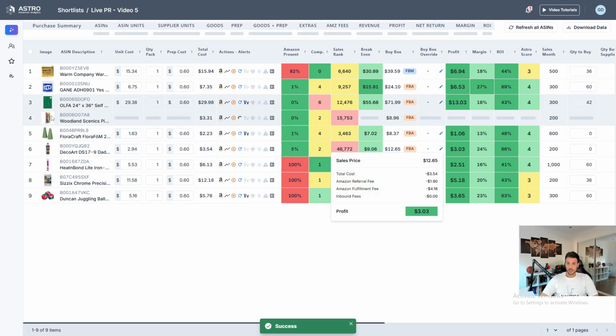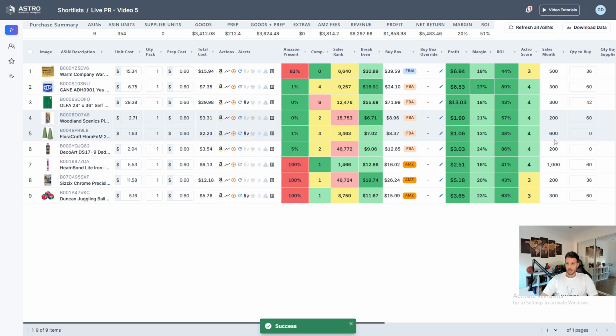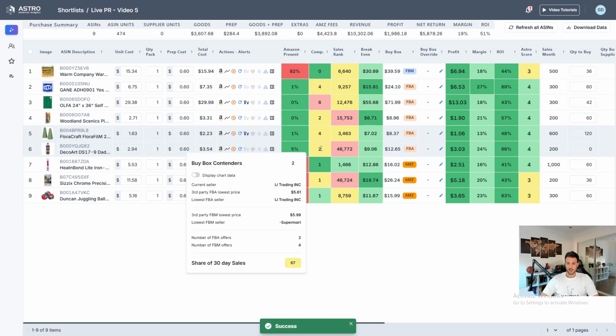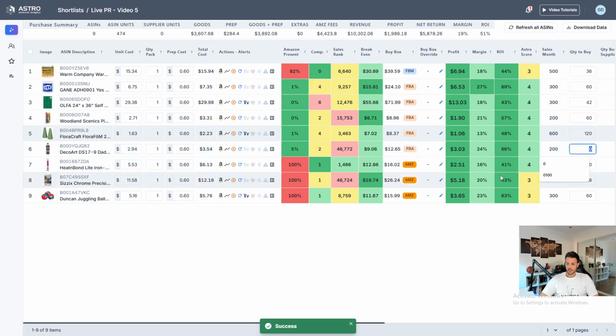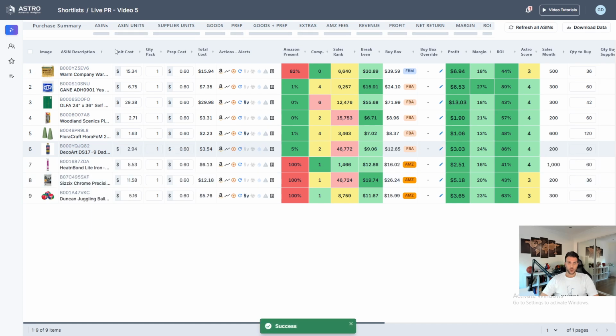Get 60 of these. 120 of these. And another 60 of these. And let's see what this order looks like. So 534 units, $3,700 worth of goods, $2,167 worth of profit, and 53% ROI. All right, not bad for 20 minutes of work.